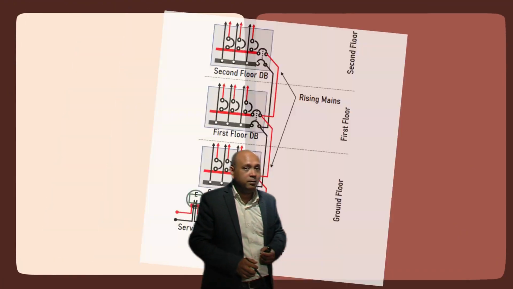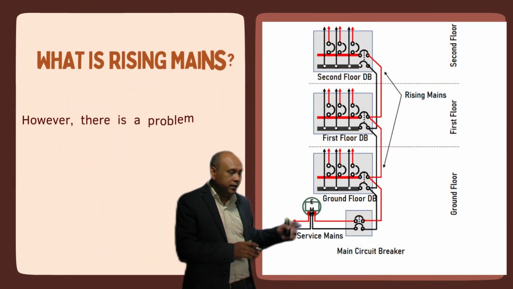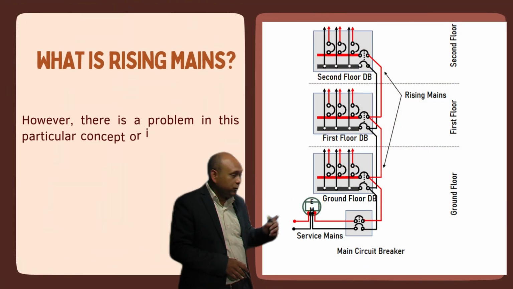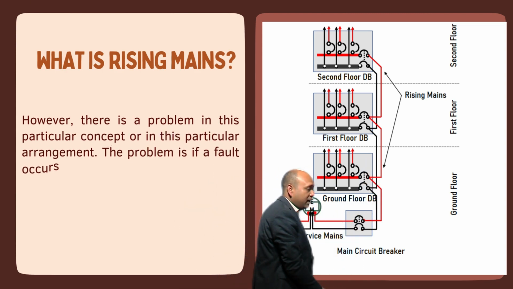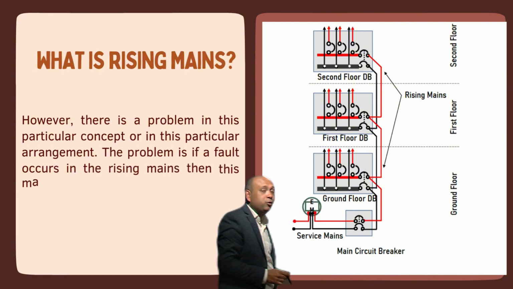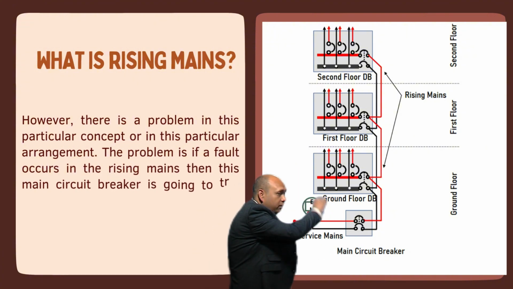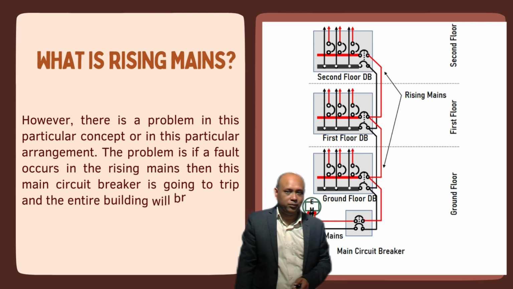However, there is a problem in this particular arrangement. If a fault occurs in the rising mains, then this main circuit breaker is going to trip and the entire building will black out.